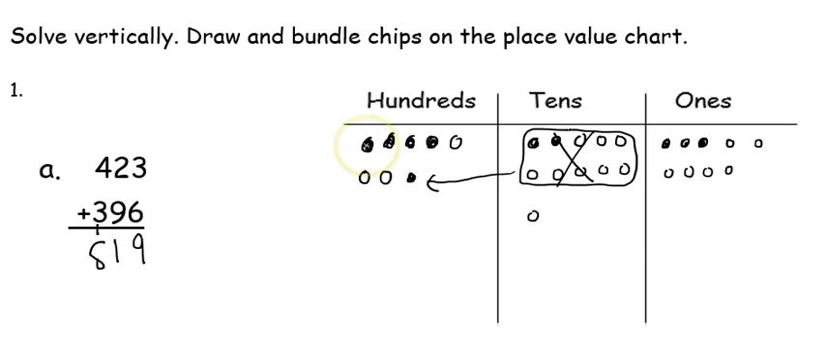Altogether now I have 8 groups of 100. So 423 plus 396 equals 819. And my place value chart matches the sum in the vertical addition. 8 groups of 100, 1 group of 10, and 9 ones.